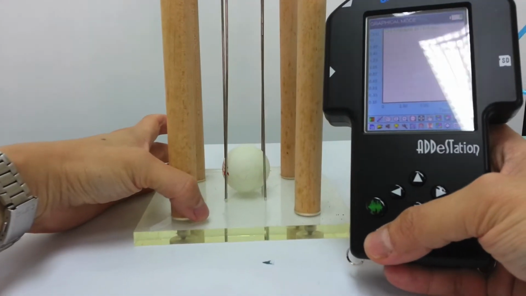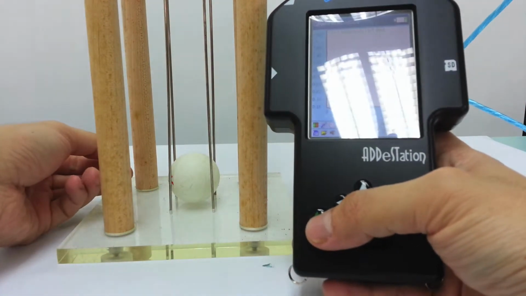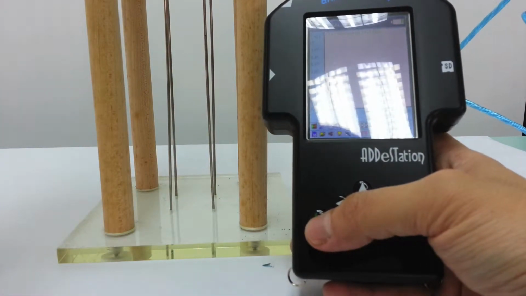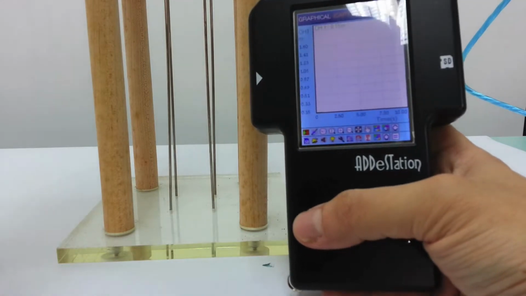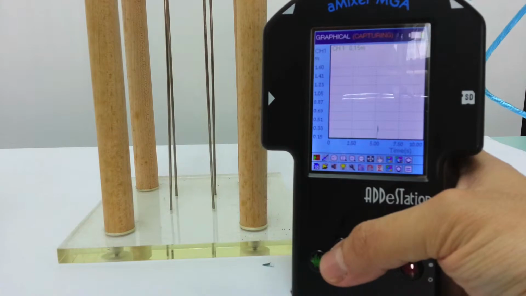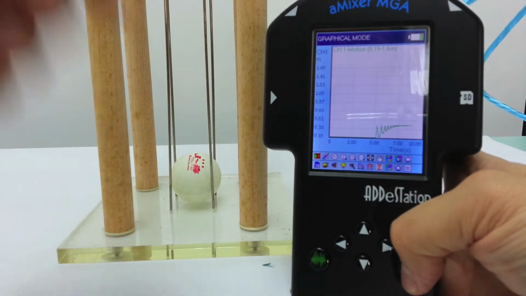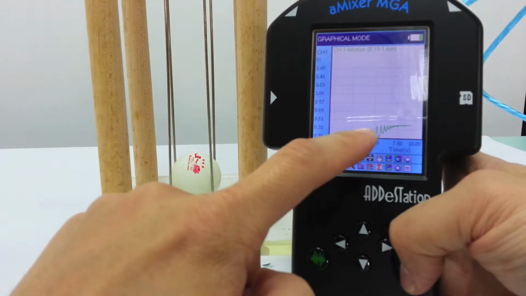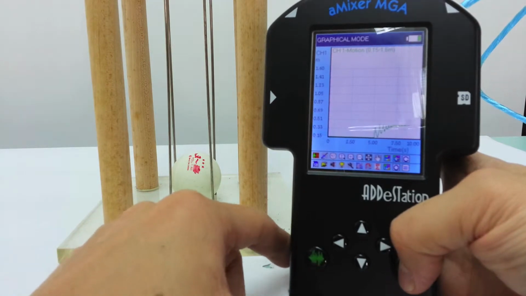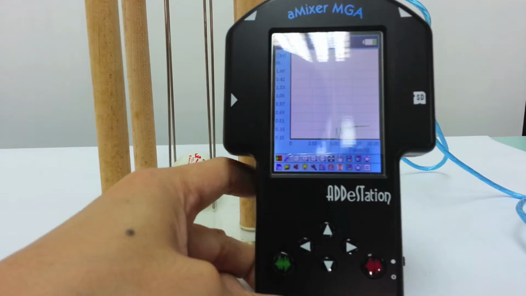You position it so you can see both the screen and the ping pong ball at the same time. What I'll do is raise the ping pong ball up first before I press start. So it's capturing. You can see the distance of the ping pong ball from the sensor in this graph here. Let's stop, and let's unplug the sensor because it's making a lot of noise.